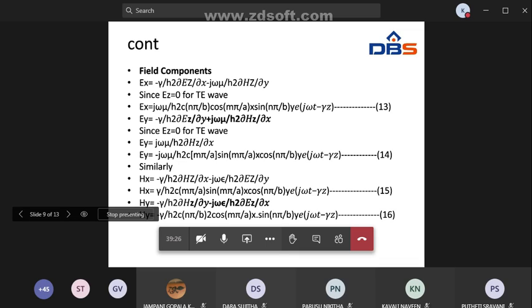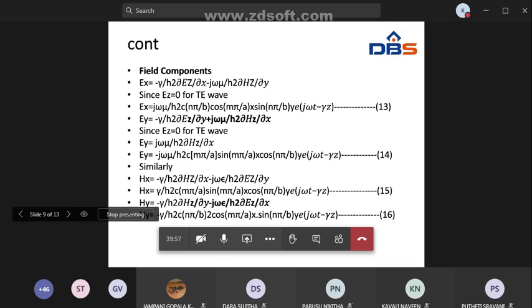Since Ez equal to 0, the first term becomes 0, then you will get Ex equal to j omega mu by h square C n pi by b cos(m pi by a x) sin(n pi by b y) e power j omega t minus gamma z. So in the Ex equation, substitute Ez equal to 0 and the Hz equation, then you will get the Ex field component.